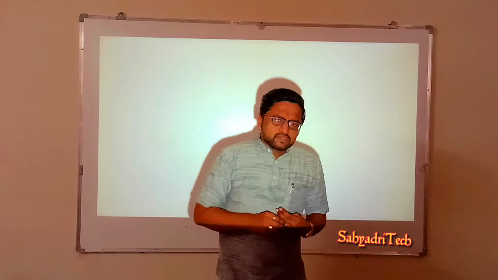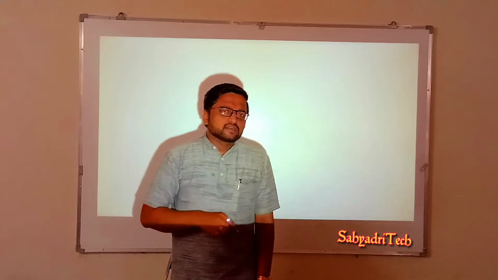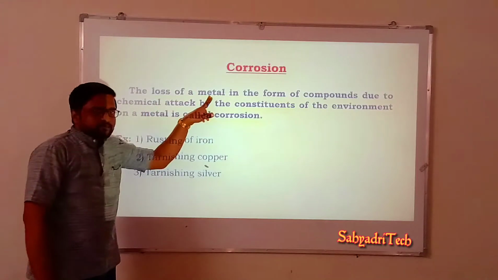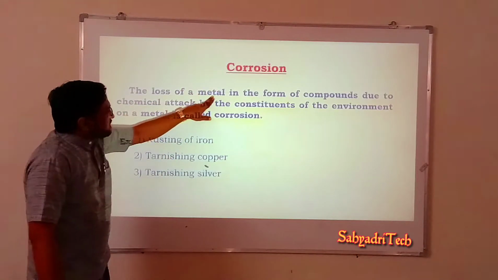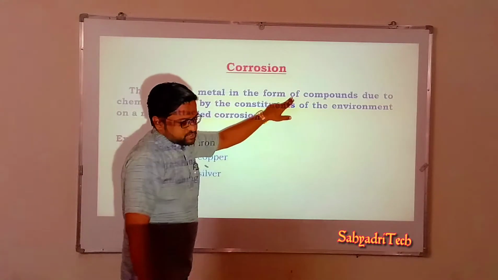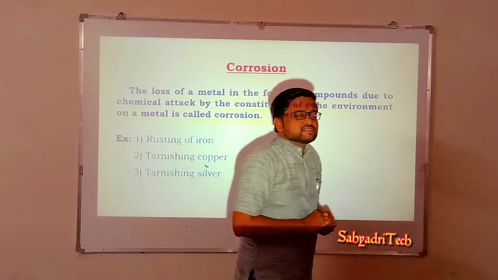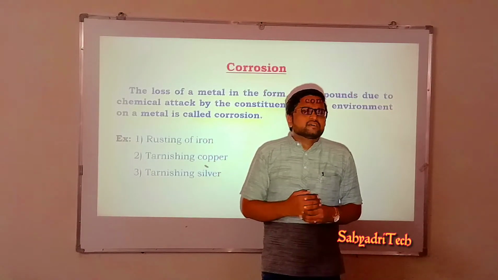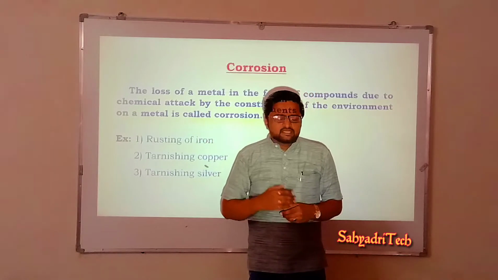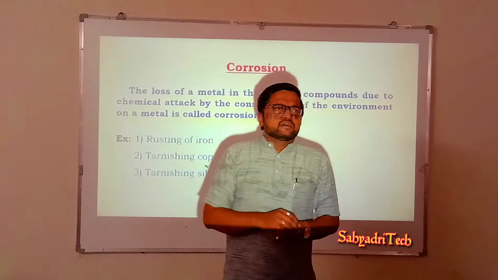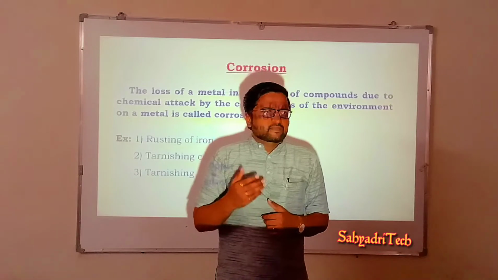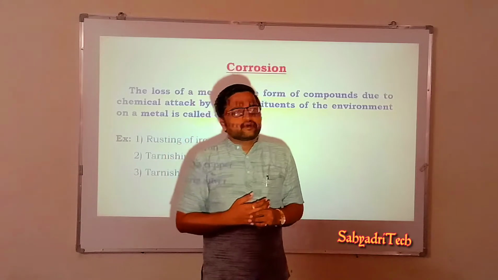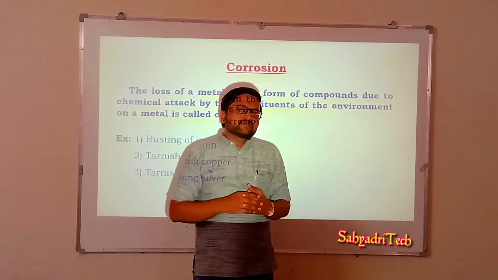Well, in this session we go on to one more concept called corrosion. Basically, corrosion is the loss of metal, a loss of metal in the form of compounds. Usually we know that metals are electropositive and reactive in nature. They readily react with atmospheric species. Whenever metals come in contact with atmospheric gases like oxygen or carbon dioxide in the presence of moisture, the metal shows reactivity.